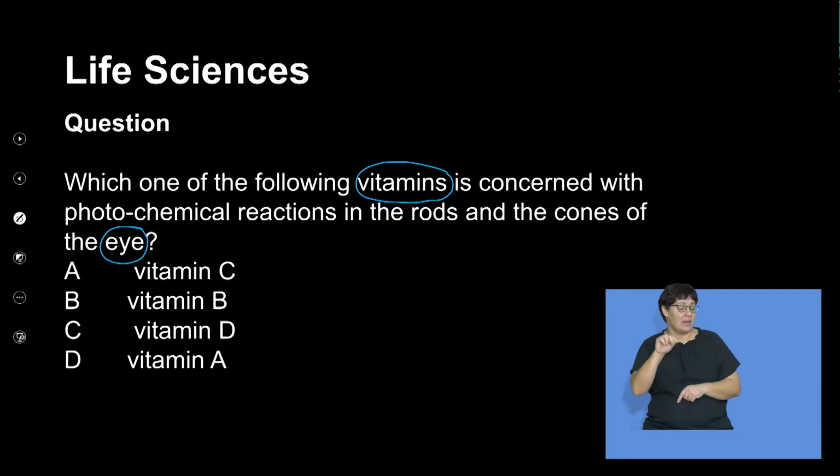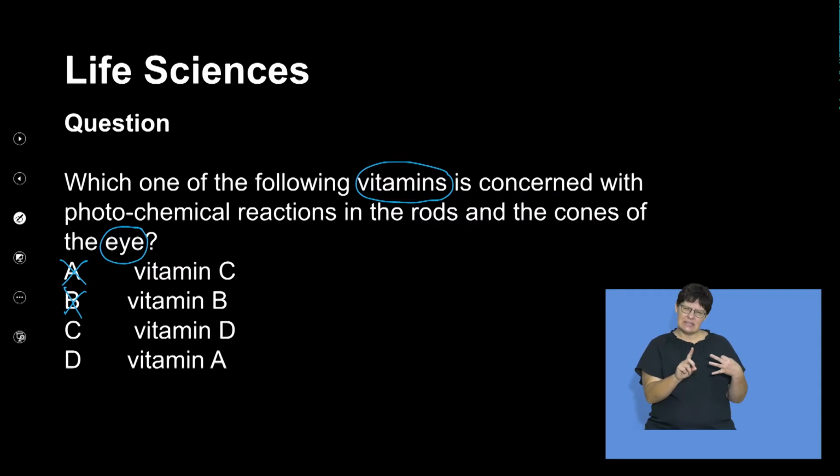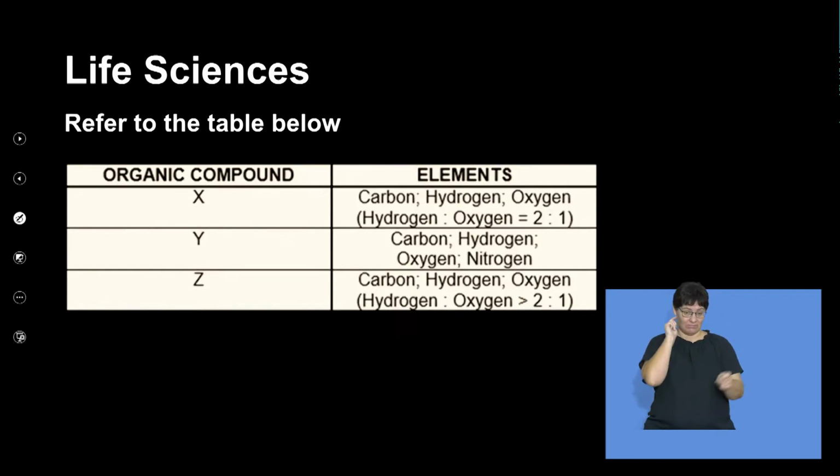So when we look at this, we think back, and we think it was the very first slide, and vitamin C I need for my blood vessels. It's not going to be that. Vitamin B I need for energy. Nope, not for my eye. Vitamin D helps with getting calcium for my bones. Definitely not that. By process of elimination it would be vitamin A, because vitamin A is necessary for the healthiness of my eye so that I am not night blind at night.